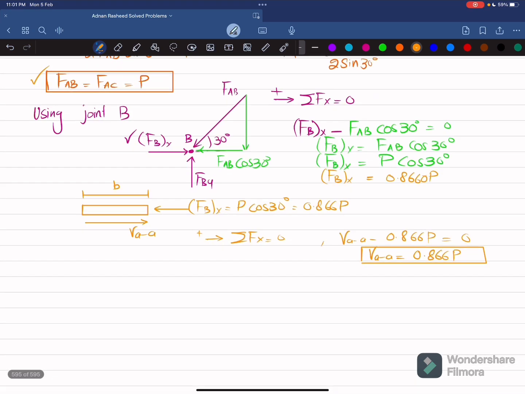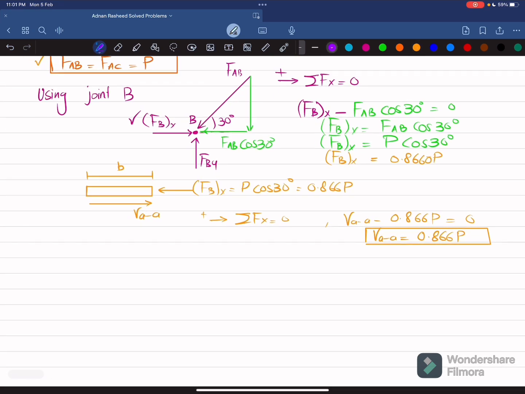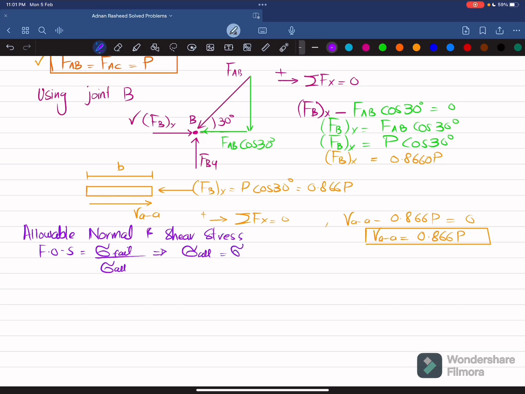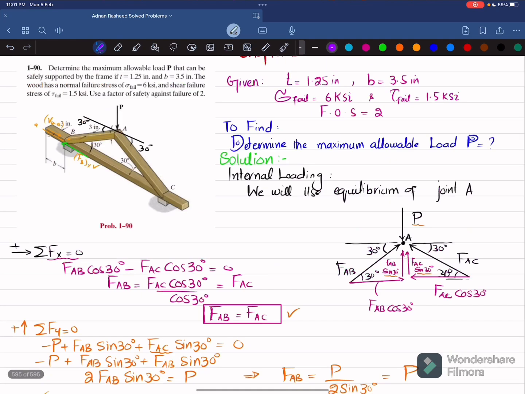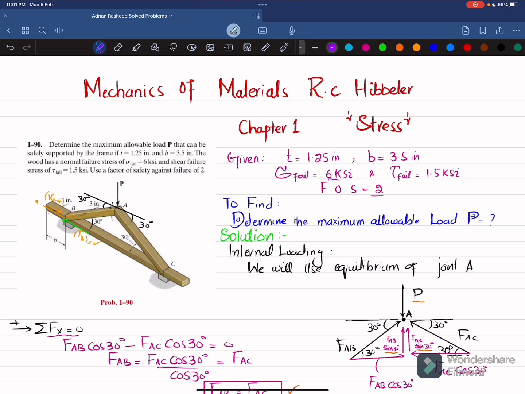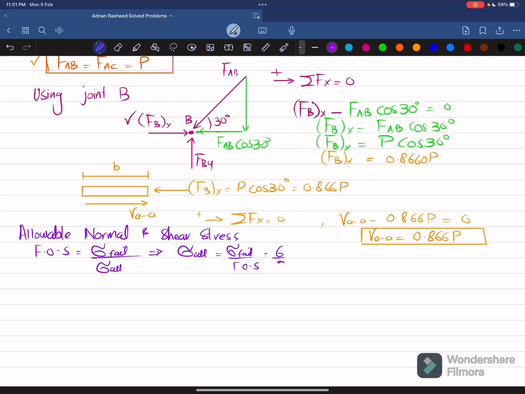So we will find allowable normal stress and shear stress. So how will you find normal stress? We know that factor of safety is equal to failure stress divided by allowable stress. So from here, allowable normal stress is equal to failure stress divided by factor of safety. Failure stress is given as 6 ksi and factor of safety 2. So 6 divided by 2 is equal to 3 ksi.